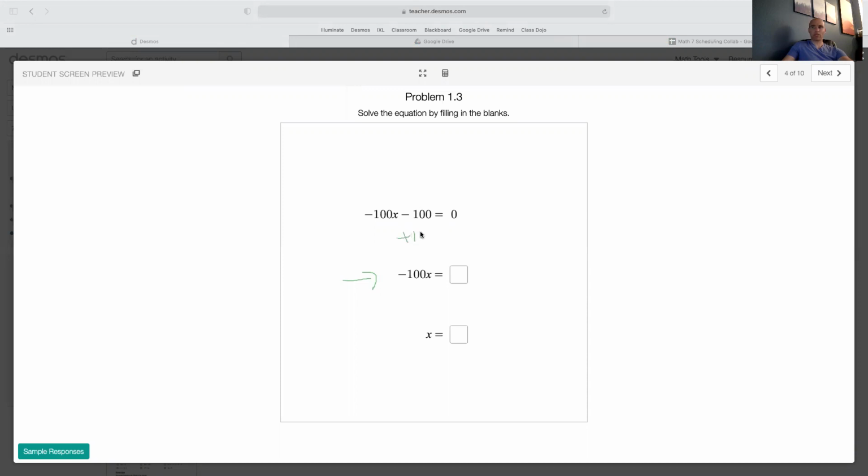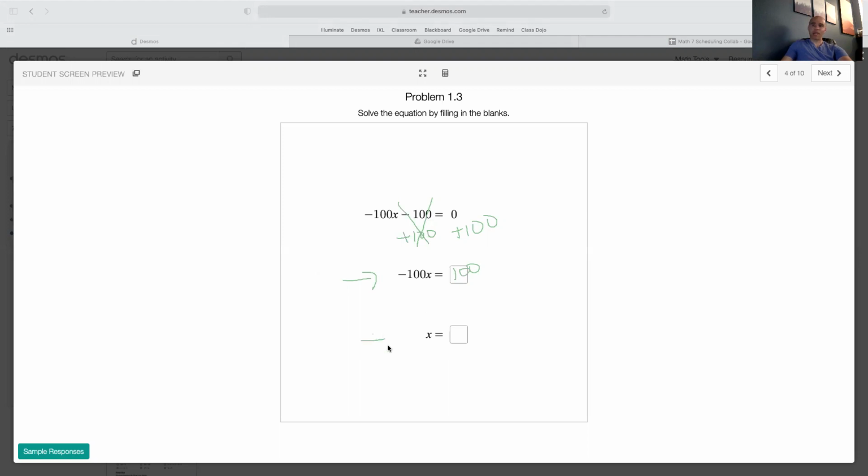Because that minus 100 and that plus 100, they're going to create a 0 on the left side of the equal sign. But on the right-hand side of the equal sign, I have to do the same thing. If I add 100 over here, I have to add 100 over there. So let me write plus 100 here. So these two things right here, they cancel each other out. They're gone. But the 0 plus 100 creates 100 over here. So our new equation is negative 100x equals 100.